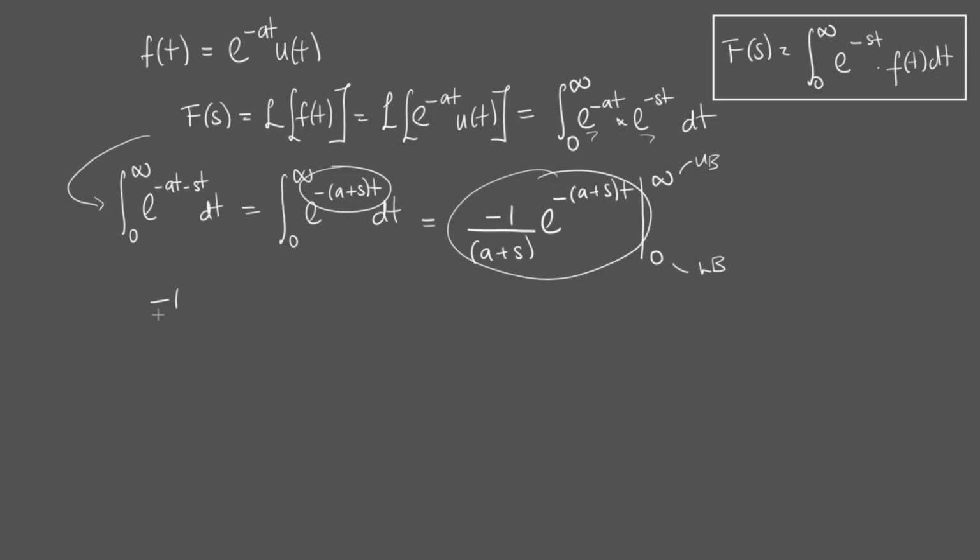Minus 1 over a plus s, e to the minus infinity, actually, because we're going to do minus (a plus s) times infinity. So e to the negative infinity. All right, cool. Then subtract that from minus 1 over a plus s, e to the minus 0. Okay, because you have minus (a plus s).